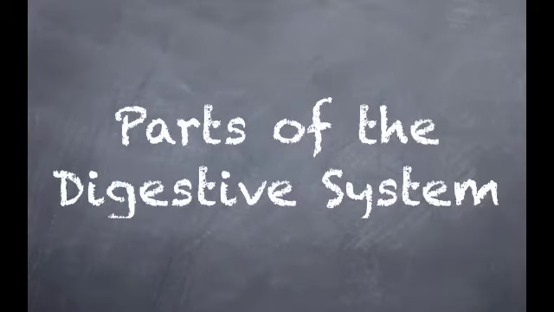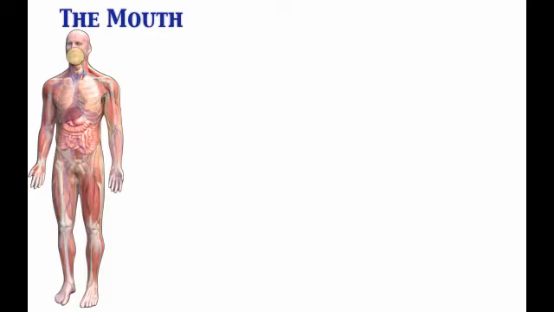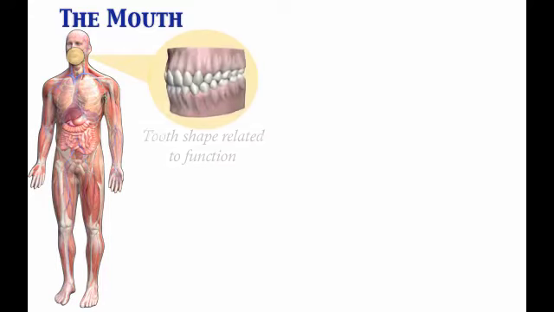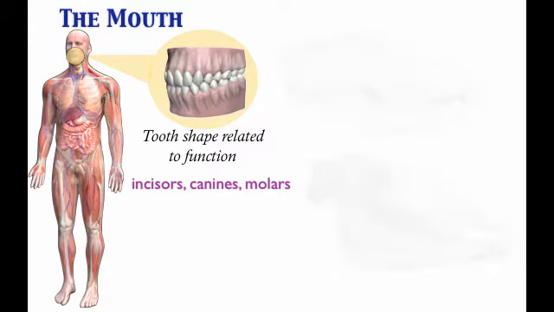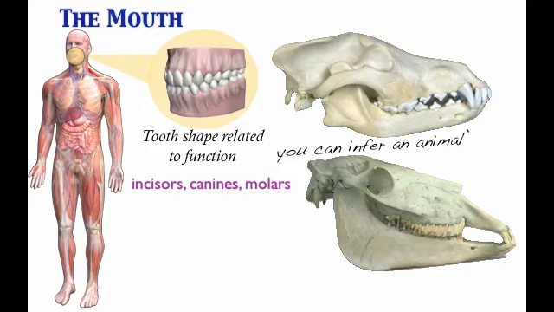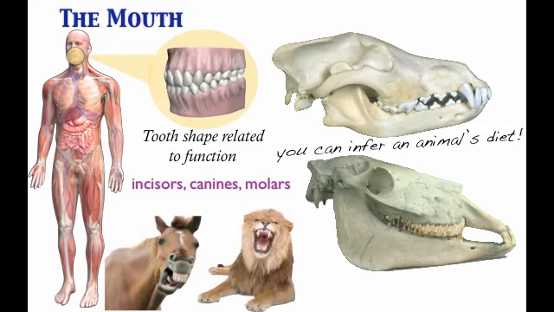We then went through the parts of the digestive system, starting with the mouth. We talked about how their shape is related to function: your front teeth are good for chopping, your canines are good for tearing, and your molars, the back teeth, are good for mashing. Incisors are the front teeth, canines are those fangs, and molars are your back teeth. We then said you can infer the diet of an organism just by looking at its teeth. And we had a lion at the top and a horse at the bottom.